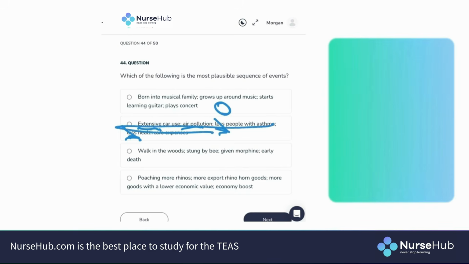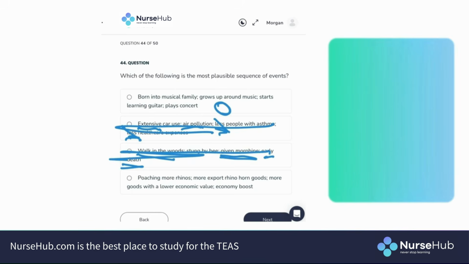3, walk in the woods, stung by a bee, given morphine, early death. All right, again, the first one kind of makes sense with the second one. You walk in the woods, you might come upon a beehive and get stung by a bee. Given morphine, that seems extreme for a bee sting. Additionally, early death. Is an early death associated with being given morphine for bee stings? It doesn't really add up. I can eliminate this answer.